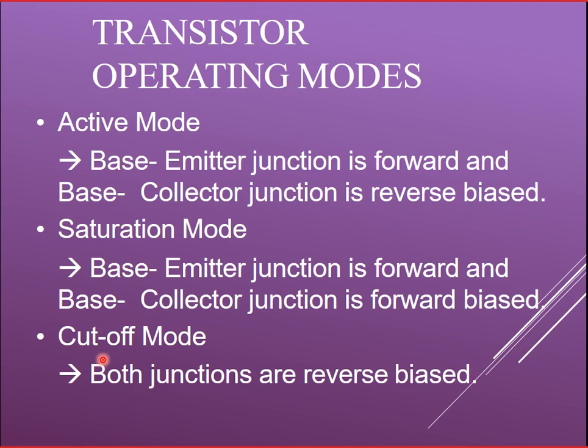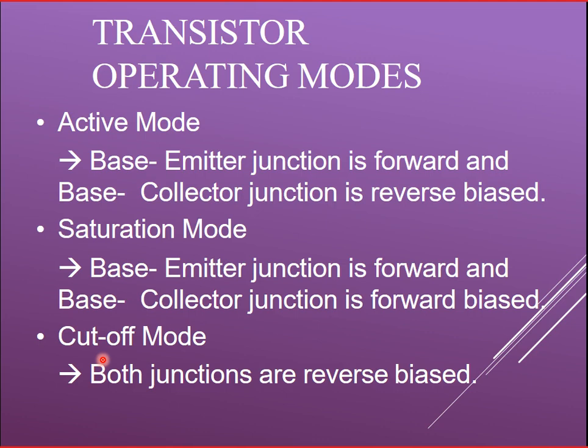And operating modes: there are three types of operating modes. One is the active mode, the second is saturation mode, and the third is cutoff mode. During cutoff mode, both the junctions, emitter base and collector base, should be in reverse bias. In saturation mode, base emitter should be in forward bias, and base collector should also be in forward bias. And in active mode, which we have seen right now, the emitter base junction is in forward bias and the collector base junction is in reverse bias.